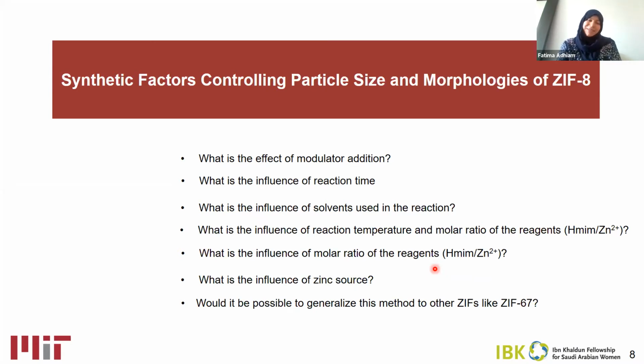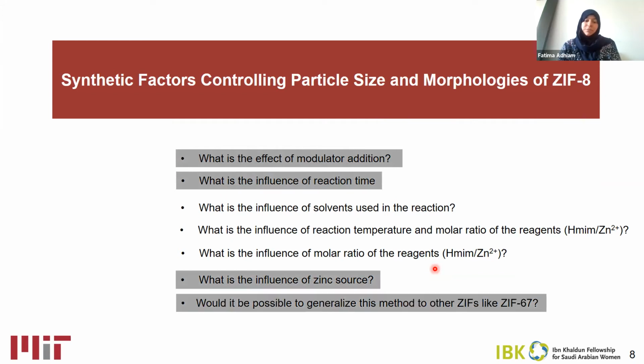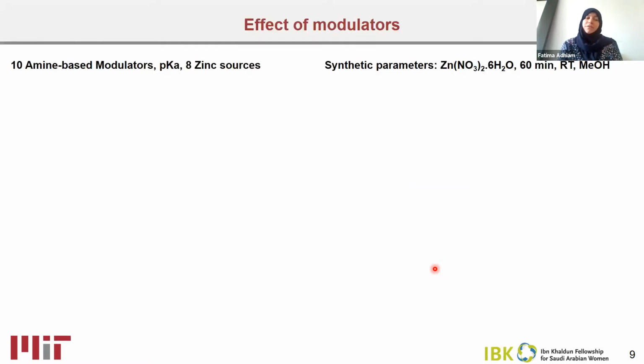However, due to the time limit today, I'm going to show you only the effect of modulator addition, the influence of reaction time, the influence of zinc sources, and whether it would be possible to generalize this method to other ZIFs. So to start with the effect of the modulator, I've used 10 amine-based modulators and 8 different zinc sources. But today I'm going to show you the results related to zinc nitrate hexahydrate. The reaction was held for around 60 minutes at room temperature using methanol as the solvent.